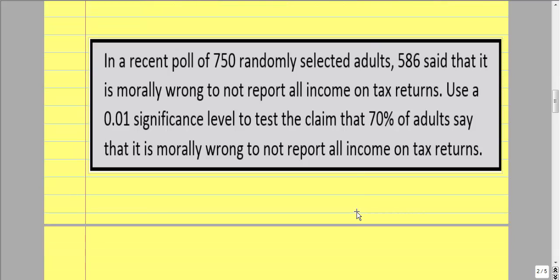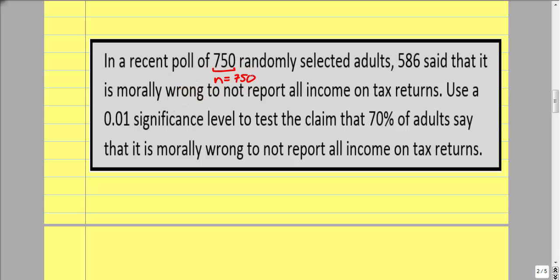Okay, so as usual, it's important to identify some specific information. In this example, it says in a recent poll of 750 randomly selected adults. That means what we have here is our sample size. So 750 is our sample size. This is n.